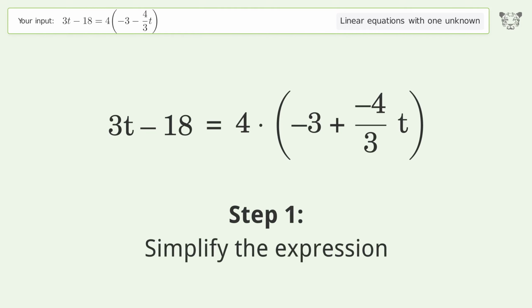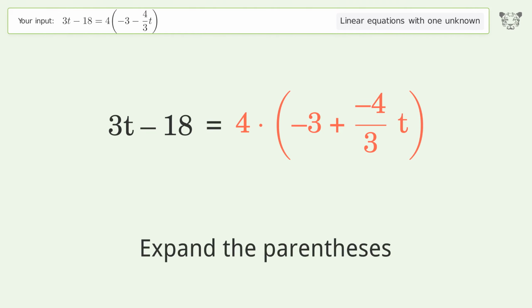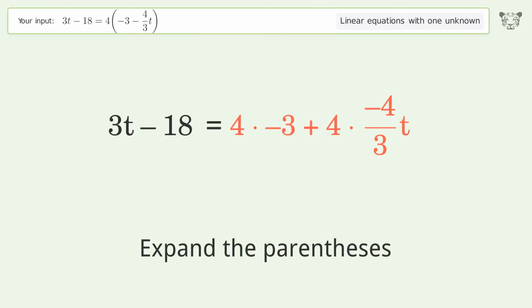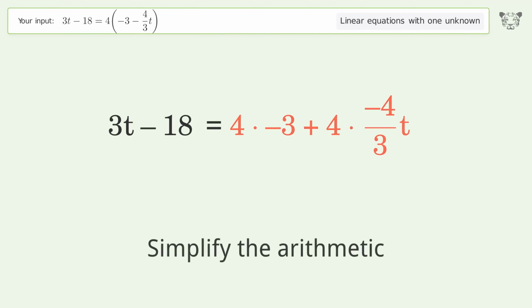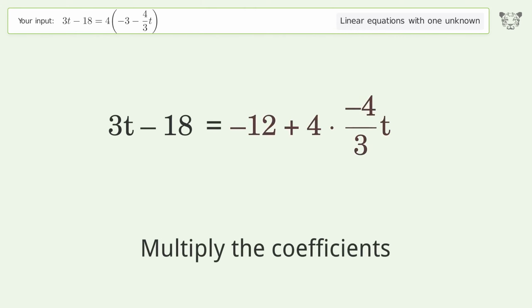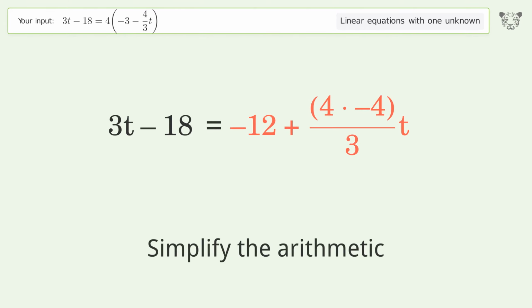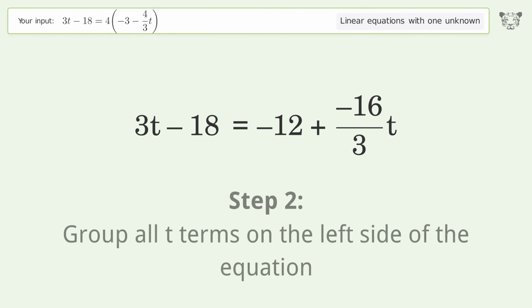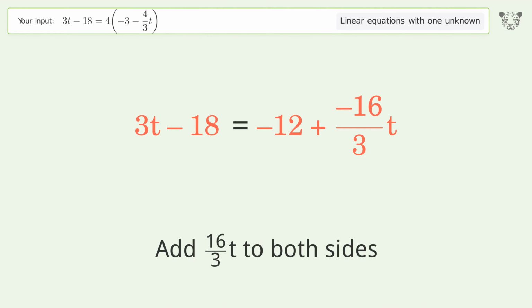Simplify the expression. Expand the parentheses. Simplify the arithmetic. Multiply the coefficients. Simplify the arithmetic. Group all t terms on the left side of the equation. Add 16/3t to both sides.